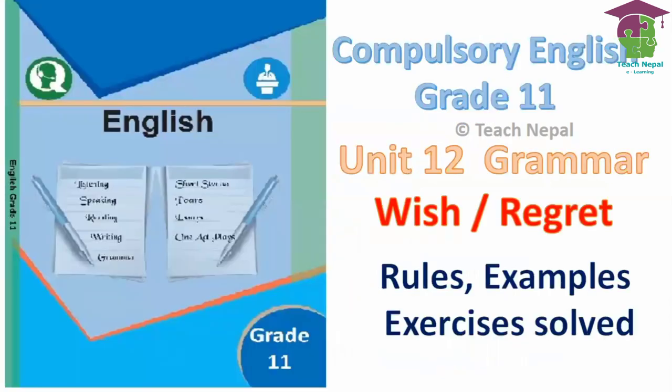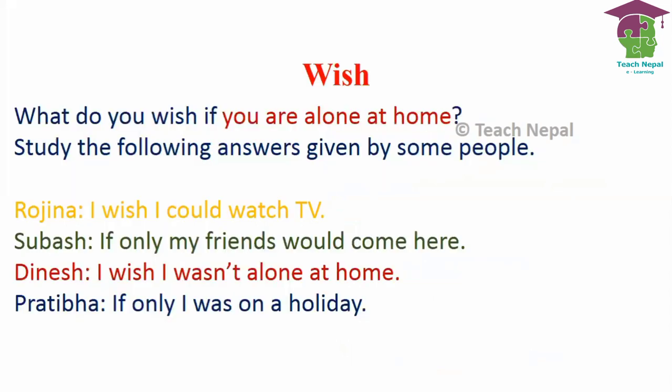Now let's go to Unit 12. Unit 12, wish and regrets. Here you need to know how to form wish and regrets. Wish, when we don't have something, we wish to get that. And I'm saying, jo hudaina tyo kura ko like wish garchau. Regret bhaneko, we just repent or we just feel sorry for what we did wrong in the past. Past ma gareko kura harulai chai hami regret garchau.